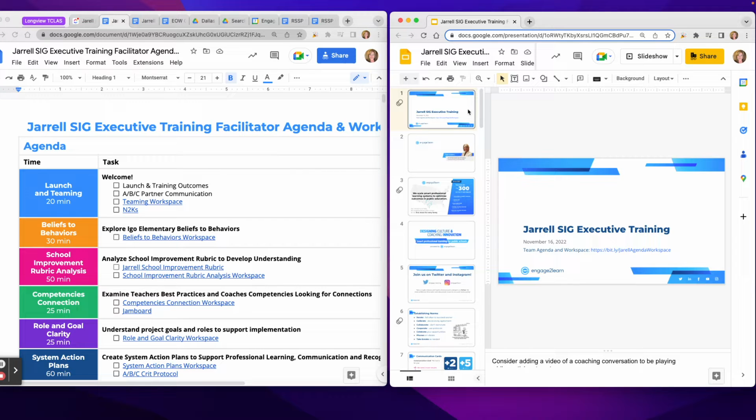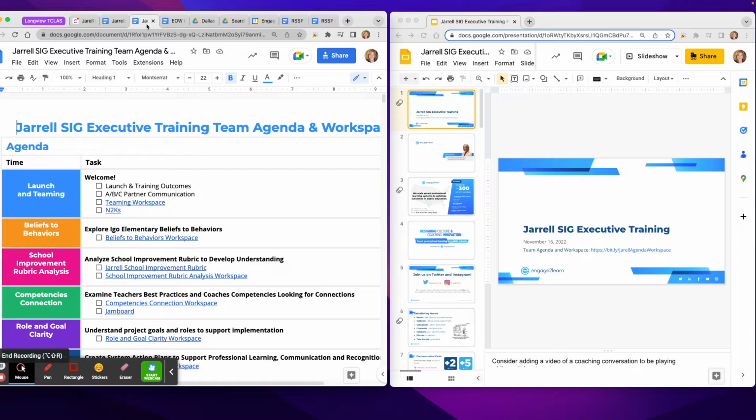You will start with the regular opening that we do where we launch and team. On the opening slide, there is a link to the team agenda and workspace. And what you're going to see when you look at this is that the team agenda and workspace is really exactly like your facilitator agenda. It is missing the times, the amount of time that we're thinking that you would allot to each aspect of the training.